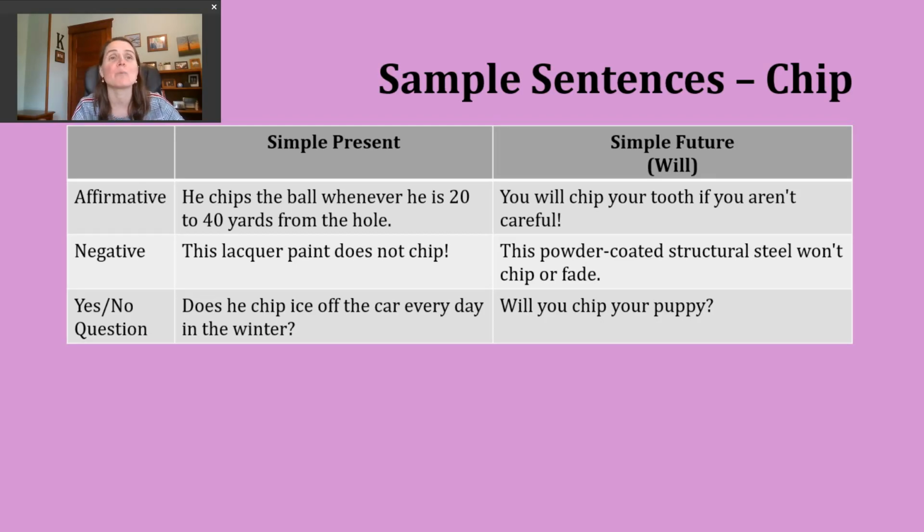So in the negative, we'll use our subject, will not, and then the base verb. The thing that can sometimes be tricky here is the contraction form. So will not is going to become won't with a long O sound, and it's spelled W-O-N apostrophe T. Here's an example sentence. This powder-coated structural steel won't chip or fade.